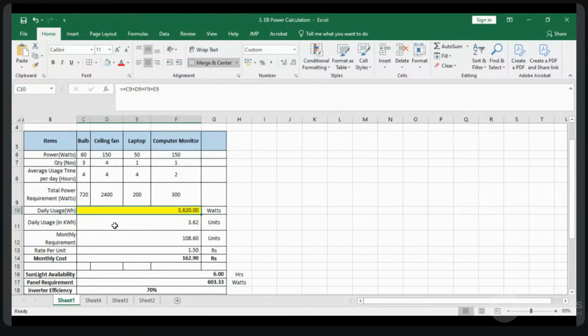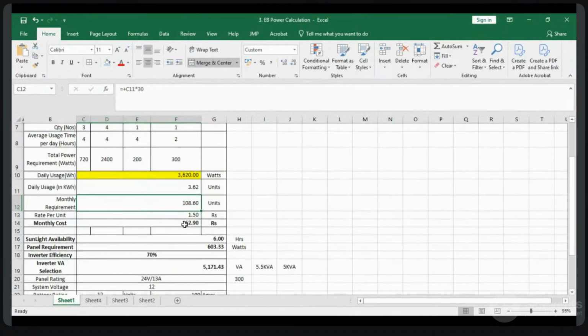In the total daily usage, we need to convert from watt hour to kilowatt hour. So 3,620 divided by 1000 gives 3.62 units. This much of units we are generally consuming per day. For the monthly requirement, 3.62 into 30 gives 108 units. So this is the monthly requirement we need.